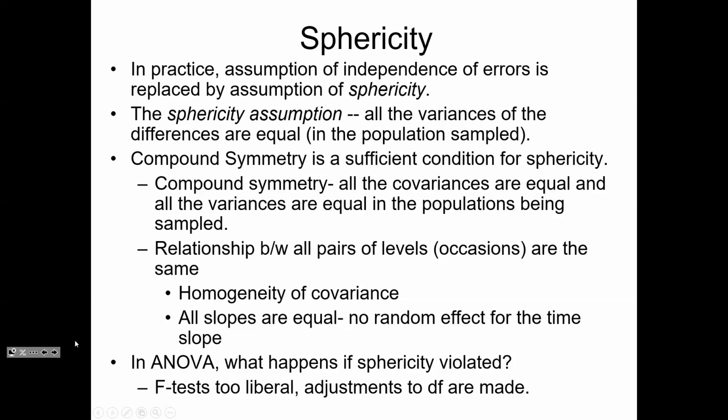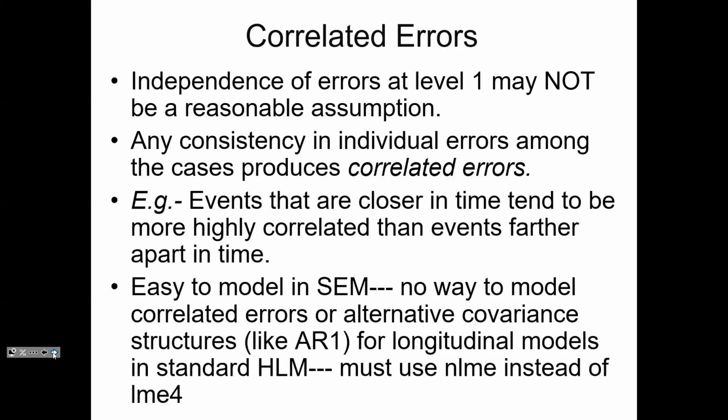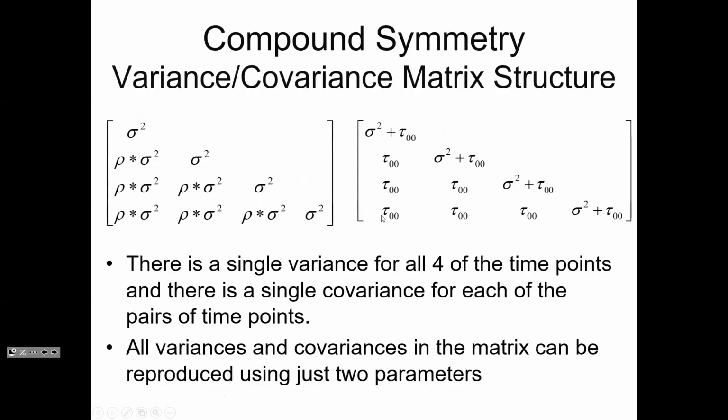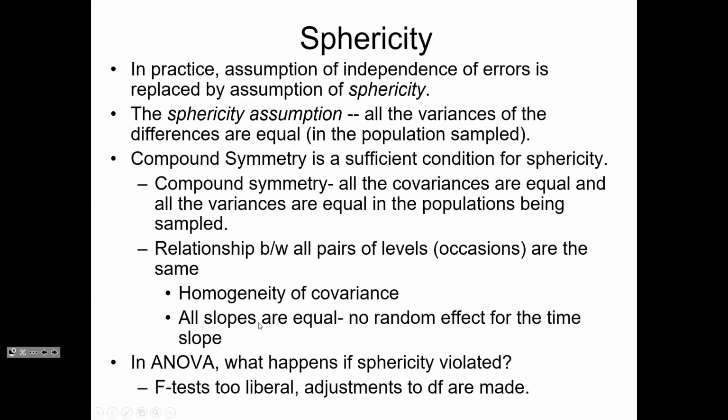When we're not actually allowing for a random effect for the slope, where'd my picture go? There we go, right? All the covariances are equal and all the variances are equal. This is compound symmetry. So a model that assumes compound symmetry basically says people can start at different points, but they have to grow at the same rate. If you force everybody to be growing at the same rate, you're forcing the structure of compound symmetry, which might be reasonable in certain cases, might not be reasonable in other cases. So compound symmetry is basically saying all slopes are equal, we've got homogeneity of covariance, and we get that with no random effect for time.